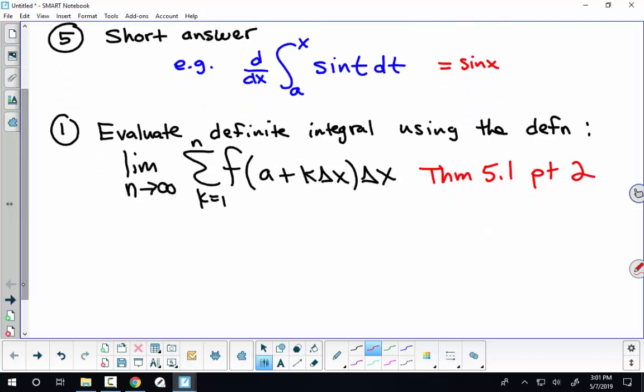You have handouts on D2L. I think it's the same title, Theorem 5.1 Part 2. So what that means is if it says you have to evaluate the integral from 3 to 7 of, I don't know, x squared dx, you've got to turn all of that into this right here. The limit as n goes to infinity. If you want to check, you can compute it the short way, but you do have to use the definition to evaluate that.